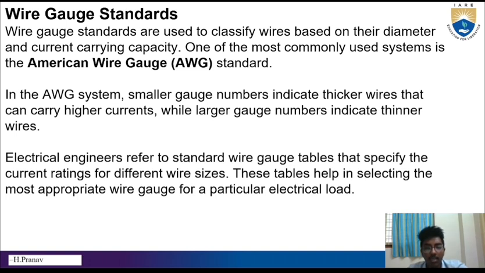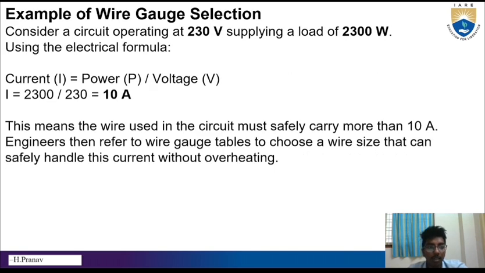These tables help in selecting the most appropriate wire gauge for a particular electrical load. So, coming to the example, for a wire gauge selection, consider a circuit operating at 230 volts and supplying a load of 2300 watts. Using the electrical formula, current is power divided by voltage, which is 2300 divided by 230, equal to 10 amperes. This means the wire used in the circuit must safely carry more than 10 amperes. Engineers then refer to the wire gauge tables to choose a wire size that can safely handle this current without overheating.